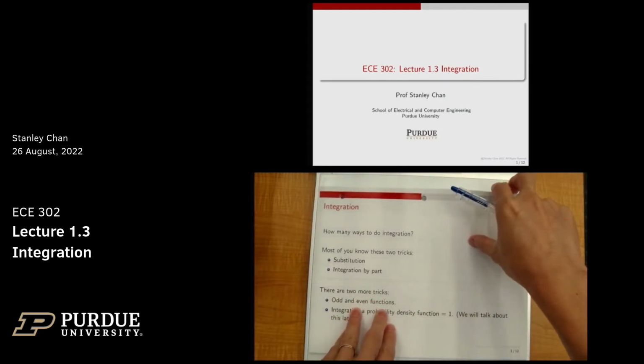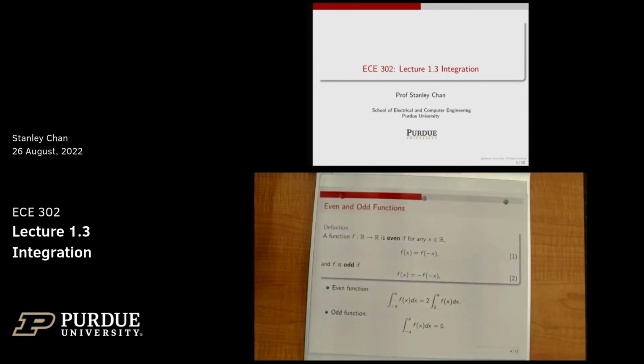But let me talk about odd and even functions for now. What is an even function and what is an odd function? An even function is defined as the following. You have this f(x). If it is equal to f(-x), you call it an even function. Now, if you get f(x) equals minus f(-x), this is called an odd function. So that's the definition.